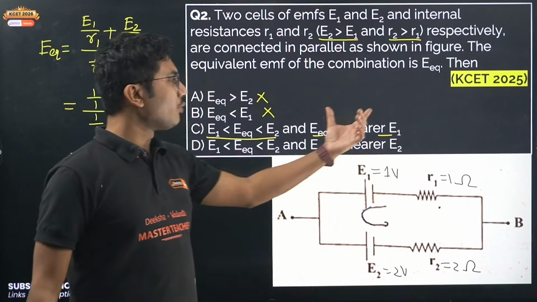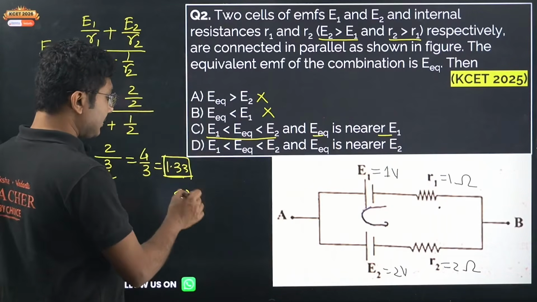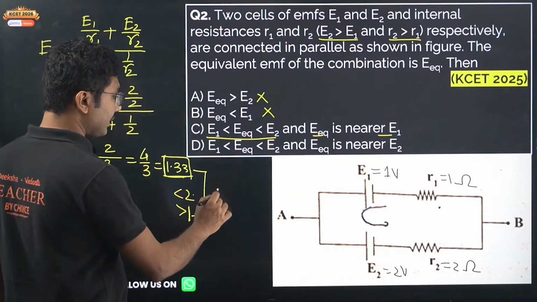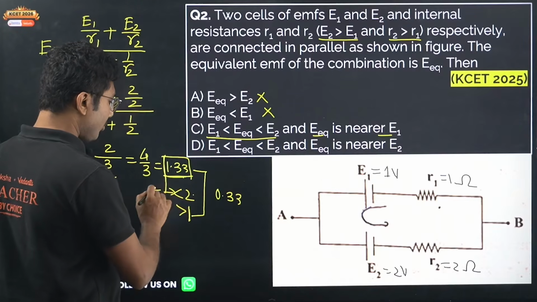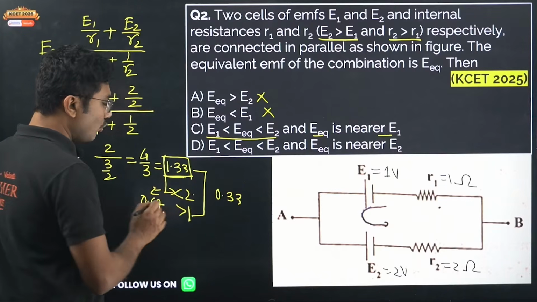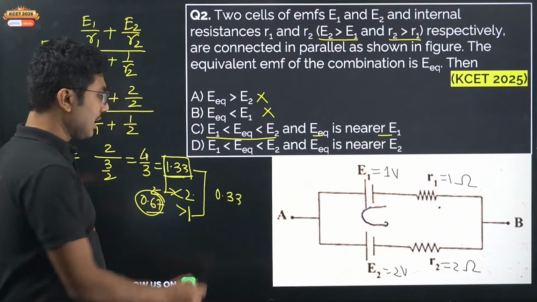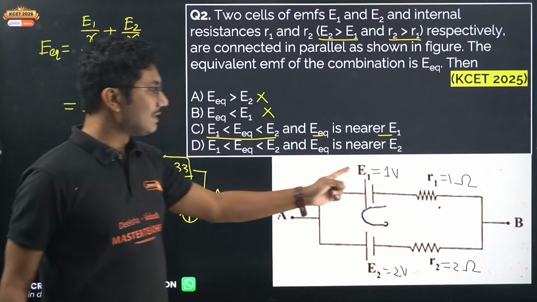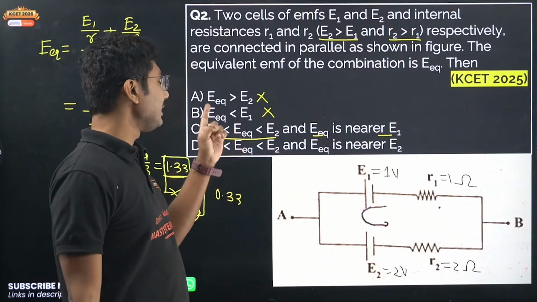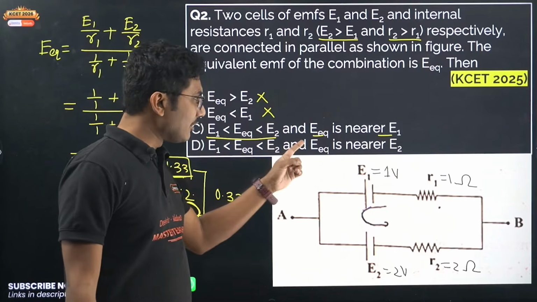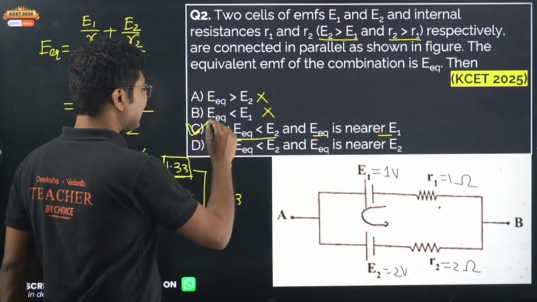Now we have to determine who is nearer to this equivalent voltage. So the difference between 1 and 1.33 is 0.33, and the difference between 1.33 and 2 is 0.67. Now who is higher? Obviously 0.67 is higher. That means who is nearer? 1 is nearer. That means it is nearer to E1. So E1 is less than E equivalent, E equivalent is less than E2, and E equivalent is nearer to E1 than E2. So option C is correct.